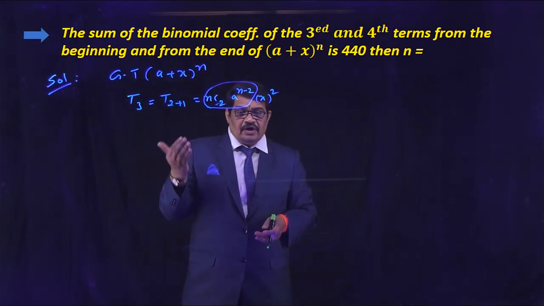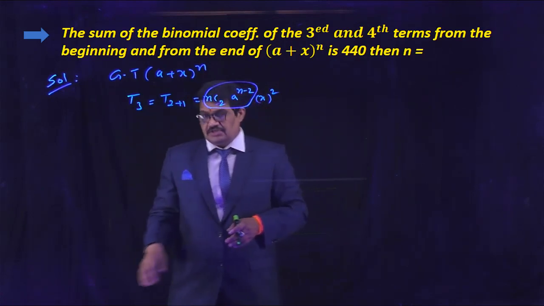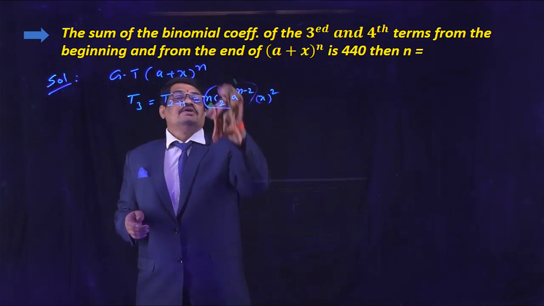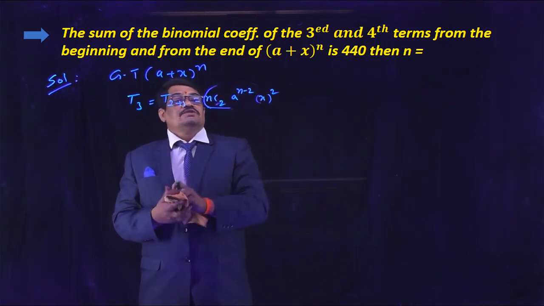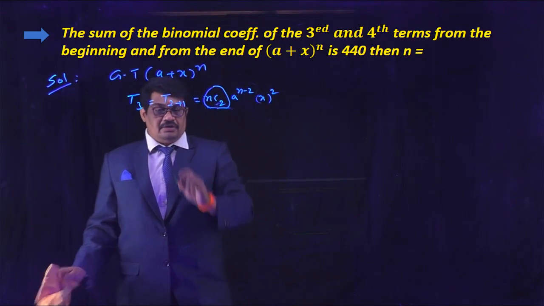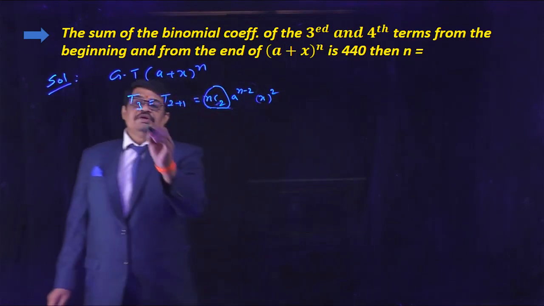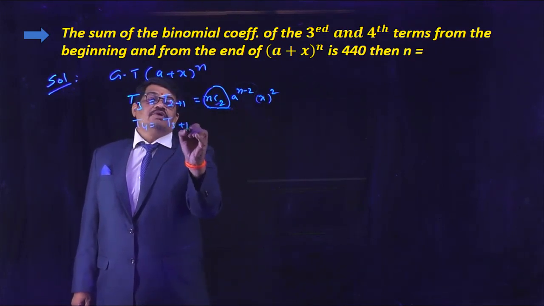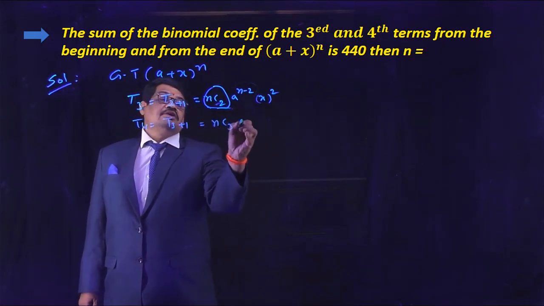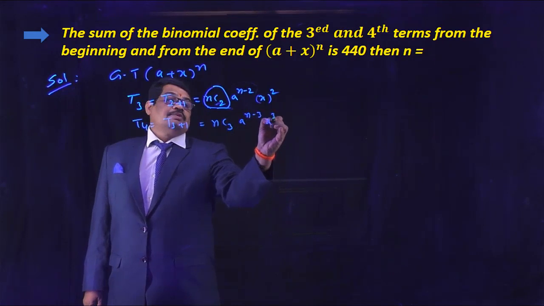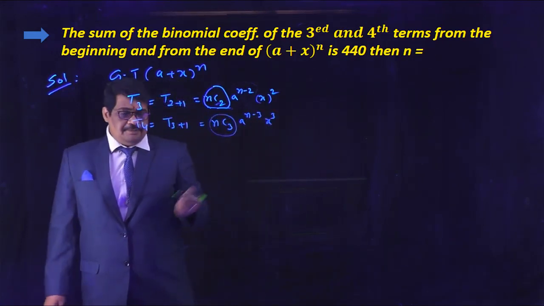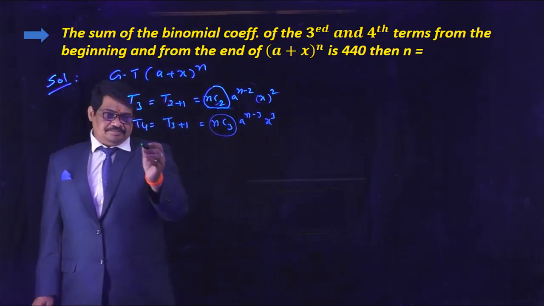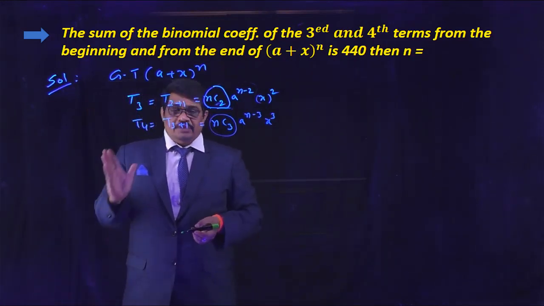Here we have to find the sum of the binomial coefficients. What is the binomial coefficient here? nC2 only. So this is the binomial coefficient, that is nC2. What is T4? That is T3 plus 1, that is nC3 a to the power n minus 3 x to the power 3. The coefficient is nC3. So these are the terms from the beginning.